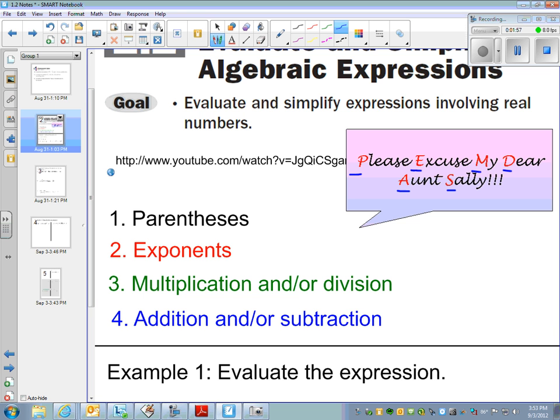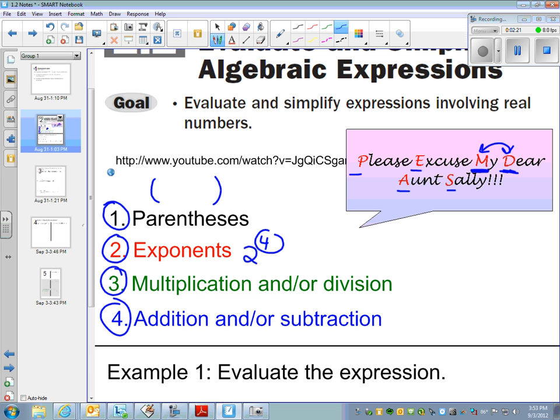The way that works is you do parentheses first. So anything that's inside of parentheses, do that first. Exponents next. Exponents, remember, are the powers, the little numbers. Multiplication and or division next. So my dear Aunt Sally kind of confuses people because M comes before D. They actually happen at the same time. So make sure you're not confusing that.